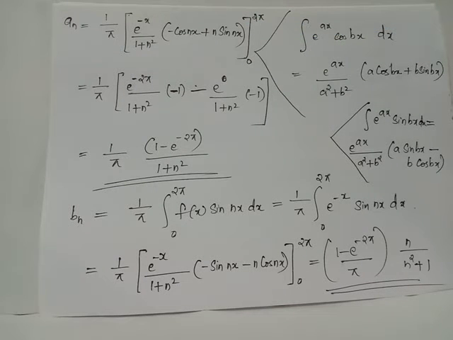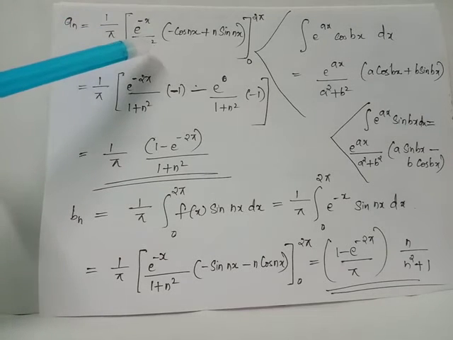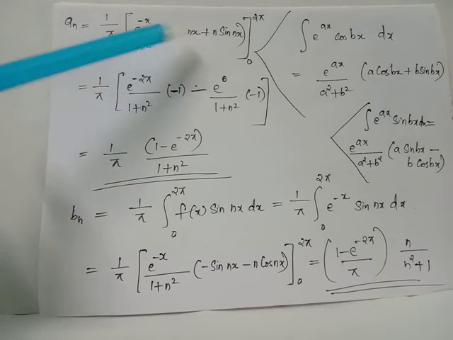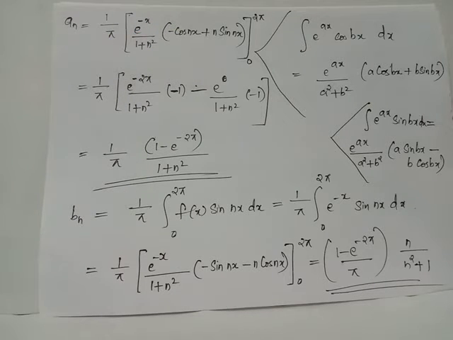When you give upper limit and lower limit to e raised to minus x divided by 1 plus n square multiplied to minus cos nx, we will get, giving x equals 2 pi, e raised to minus 2 pi divided by 1 plus n square multiplied to minus 1. This is because cos n 2 pi equals 1.